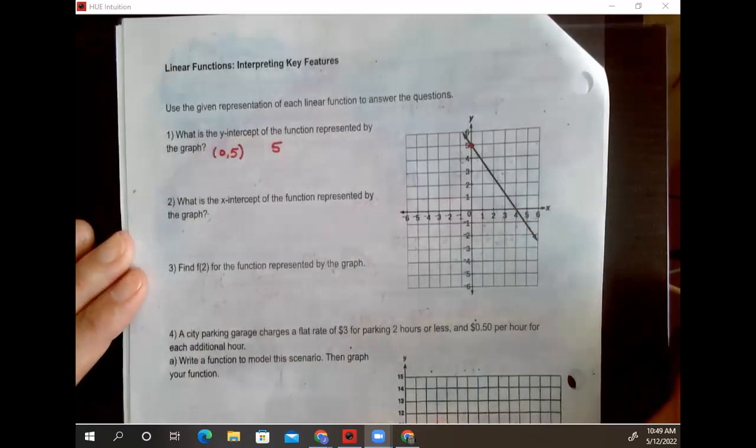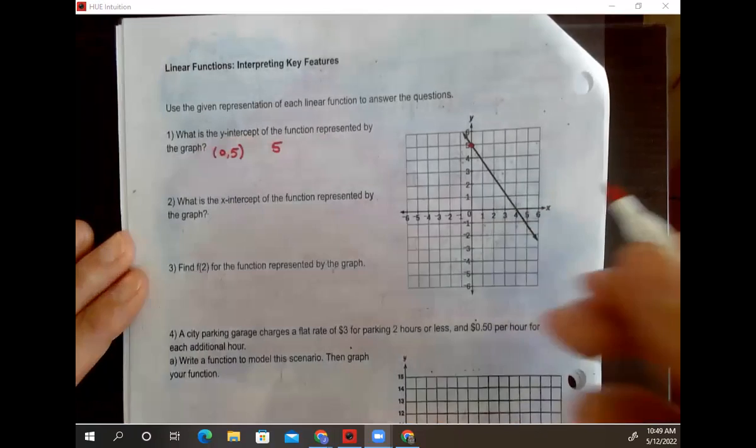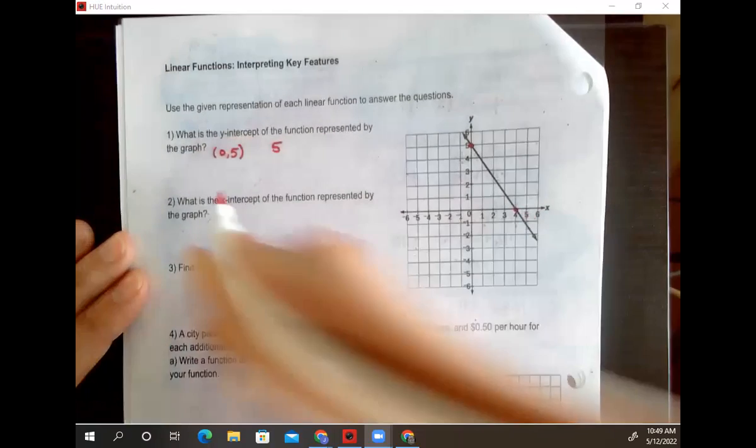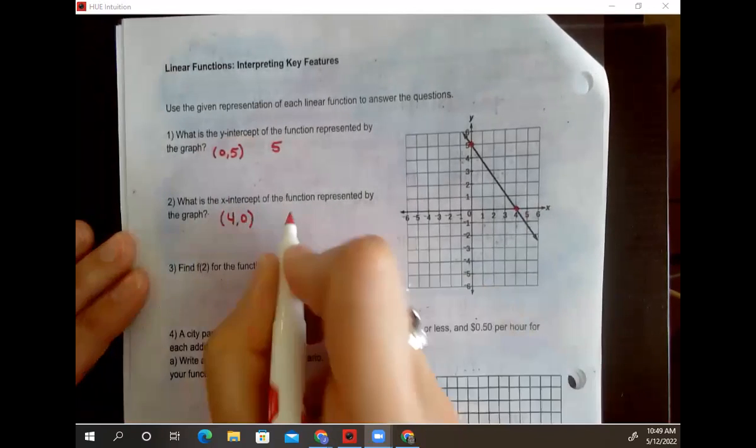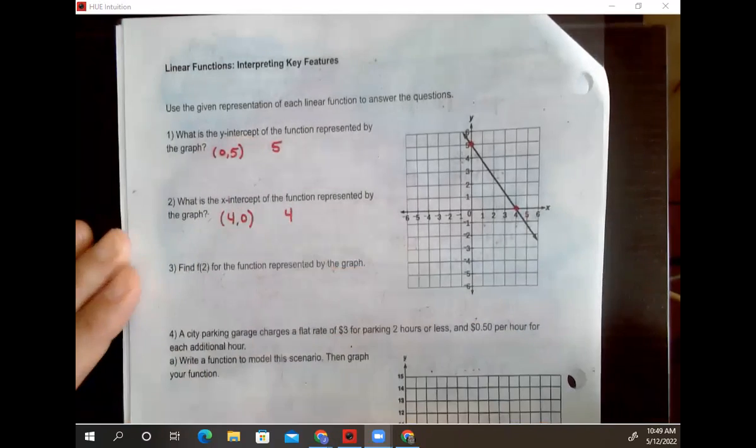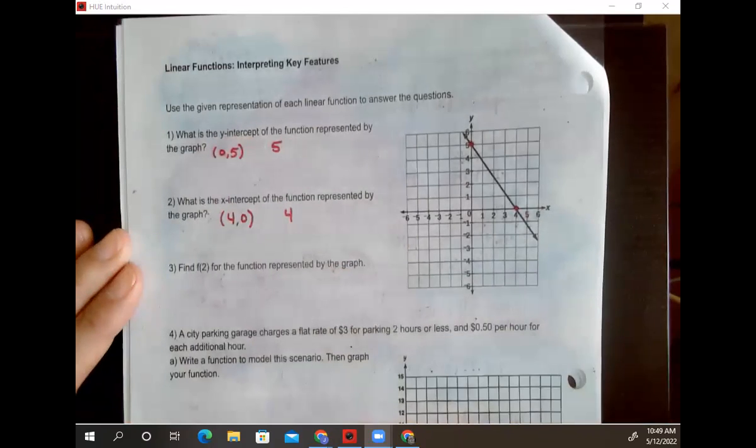What's the x-intercept? That's where I cross the x-axis, and that happens at 4. So I could give that as an ordered pair, (4, 0), or I could just state the x-intercept as 4. Not too bad. We've talked about both of these already, particularly those y-intercepts.